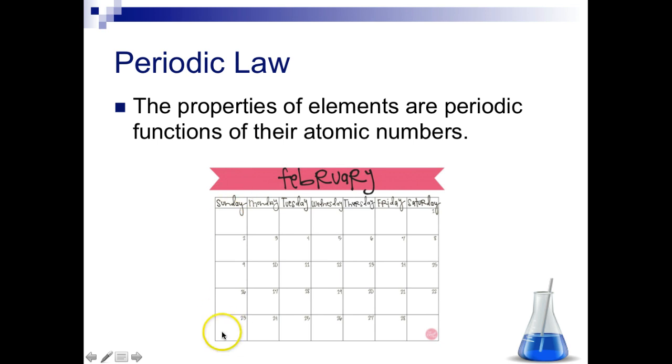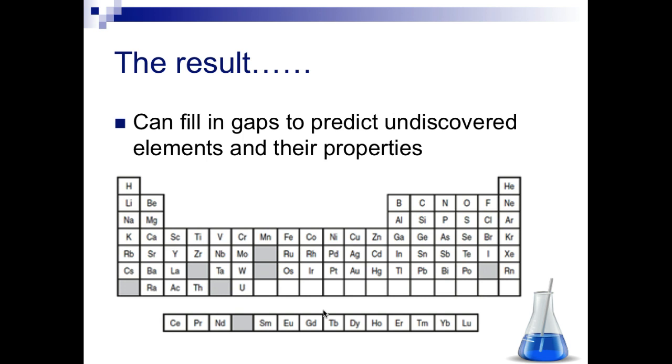So everything in this first column is Sunday, all the dates in the second column is Monday, and so on and so forth. And then this is the weeks of the month. So in February, there's 1, 2, 3, 4, 5 weeks in February. Very similar to how and what we're going to talk about when we talk about the periodic table. The results from the periodic law.